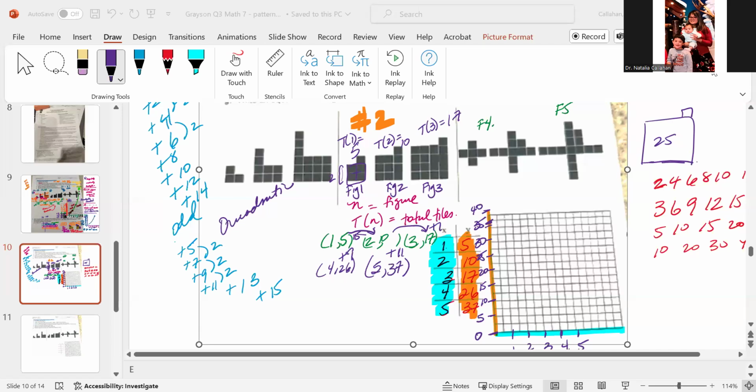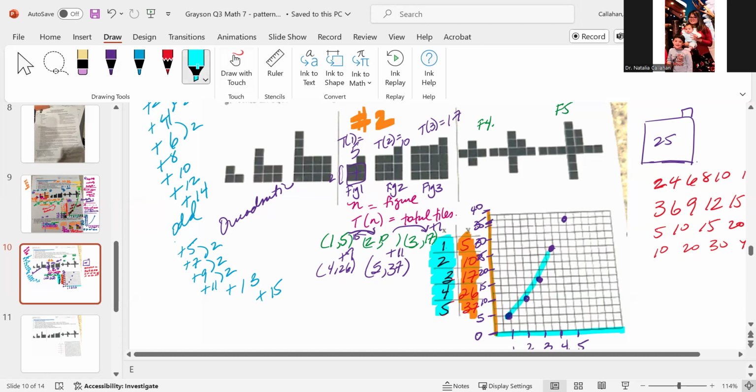Okay, so here I have 1 and 5. 2 and 10. 3 and 17. 4 and 26. 5 and 37. So you can tell this is rising like a quadratic, correct? Yes. So the equation is going to be a little bit difficult to find. You won't be able to use the slope formula for it, right?